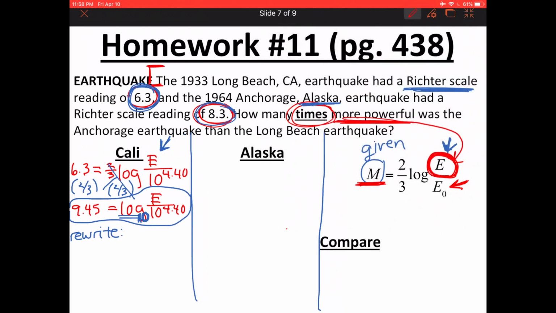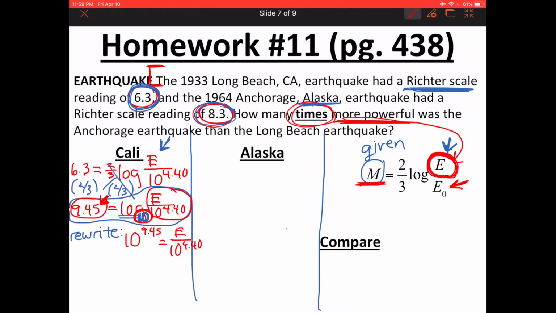So to rewrite that equation in exponential form, I take the base, which is 10. This number over here on the other side of the equal sign, this 9.45, becomes my exponent. So I have 10 to the power of 9.45 equals whatever I was taking the log of, equals E over 10 to the 440.